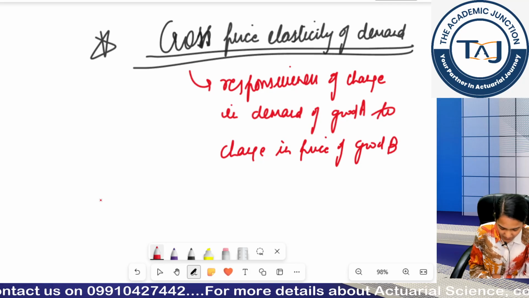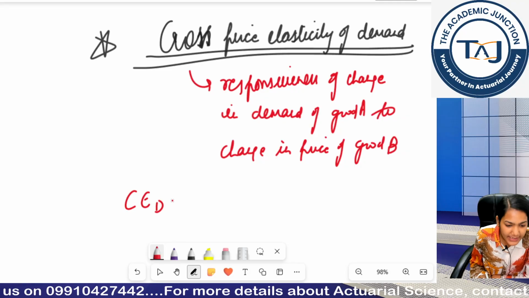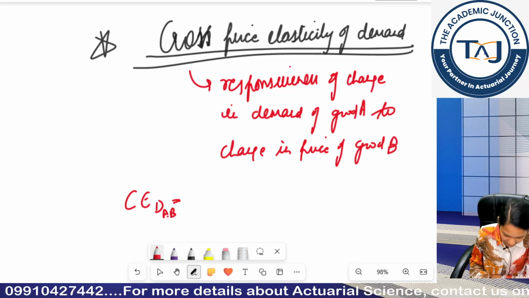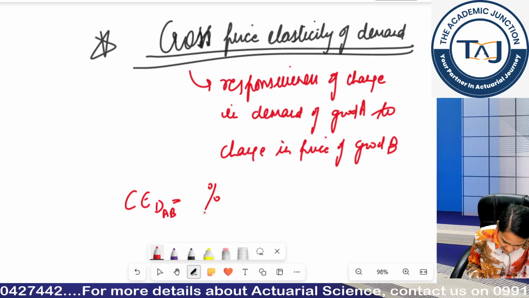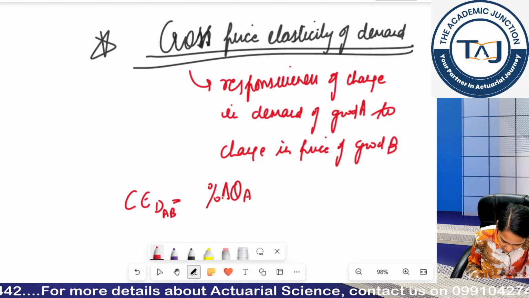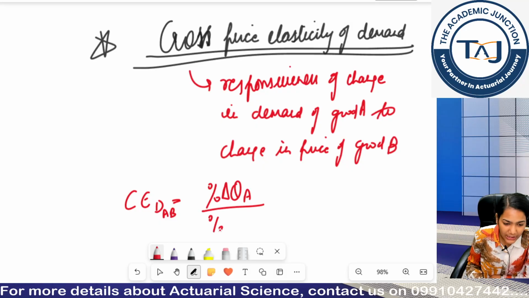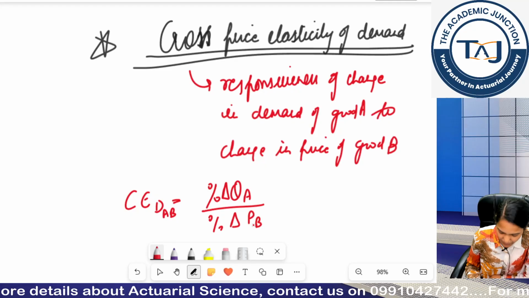Okay. So what will my formula become? This is called my CED, for two goods A and B. Percentage change in quantity demanded of my good A with percentage change in price of my good B.